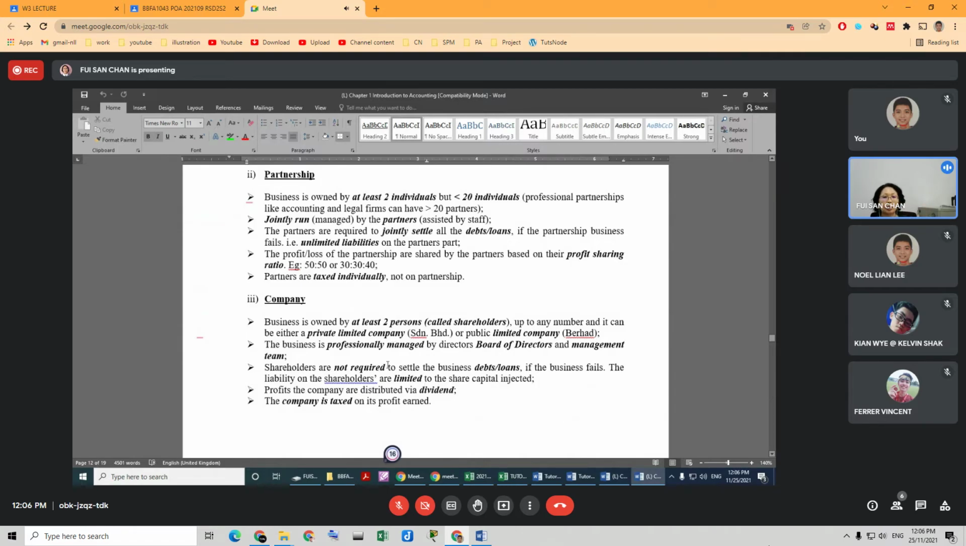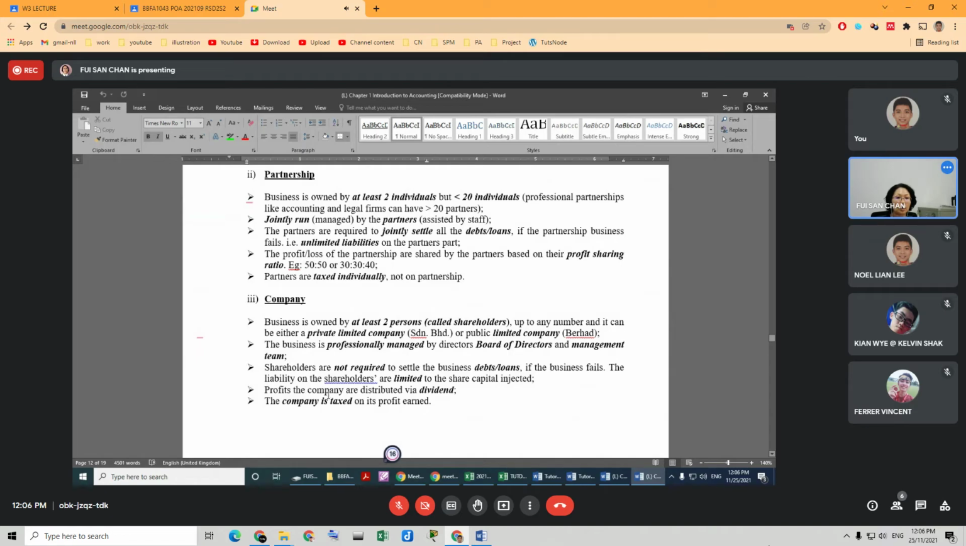Why? This is what we call limited liability. I only lose the 10,000 that I invested. Whatever debt the company has is none of my business. I only lose my 10,000 that I invested earlier on. So this is what we call limited liability.